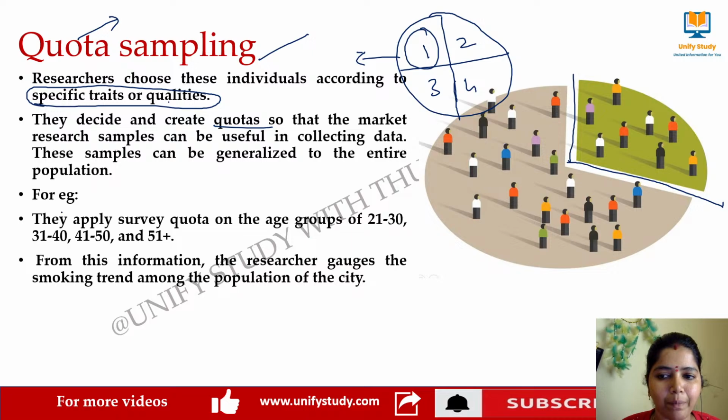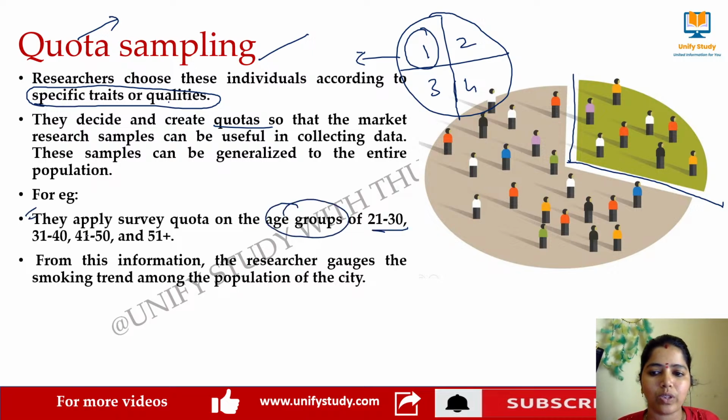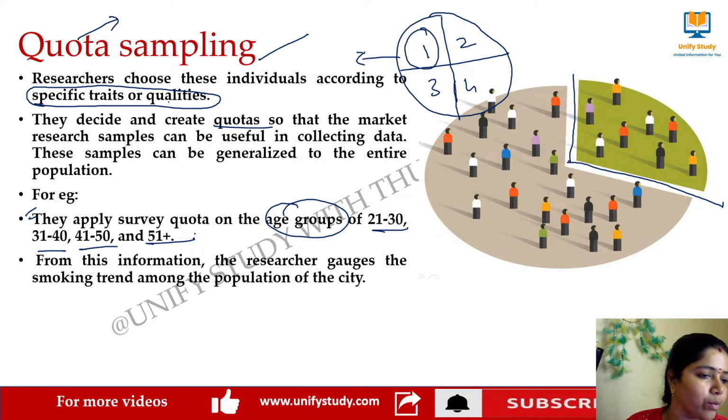Here I have given an example. They apply age as the quota. Okay, age is the group: 21 to 30, 31 to 40, 41 to 50, 51 plus. So that we can know about the smoking trend of the people. Clear? Yes, very good.